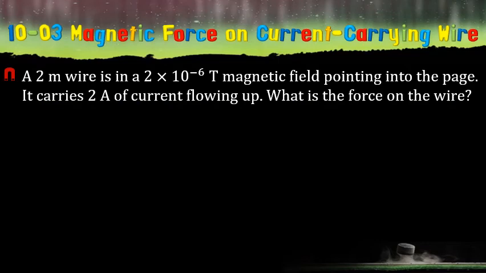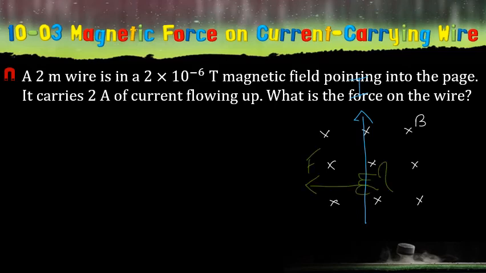A 2-meter long wire is in a 2 × 10⁻⁶ Tesla magnetic field pointing into the page. It carries 2 amps of current flowing up. What is the force on the wire? All right, so my magnetic field is going into the page. Current is going up. So if I use my right-hand rule, my fingers are going directly into the paper. My thumb is going up, so my palm is facing towards the left. So the force is to the left.